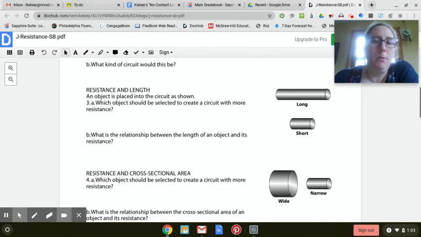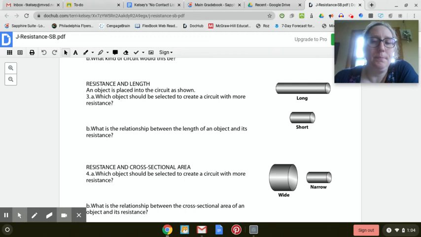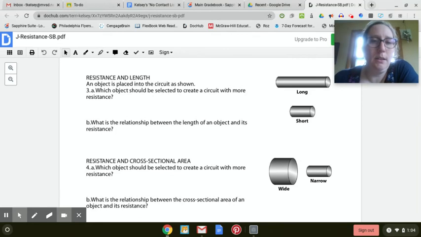All right, so then we move into the actual qualities of resistance, okay? So if an object is placed into the circuit as shown, which of these objects would create more resistance? The long or the short? Well, of course, it would be the long one because it would be a longer path. Okay. So what is the relationship between the length of an object and its resistance?